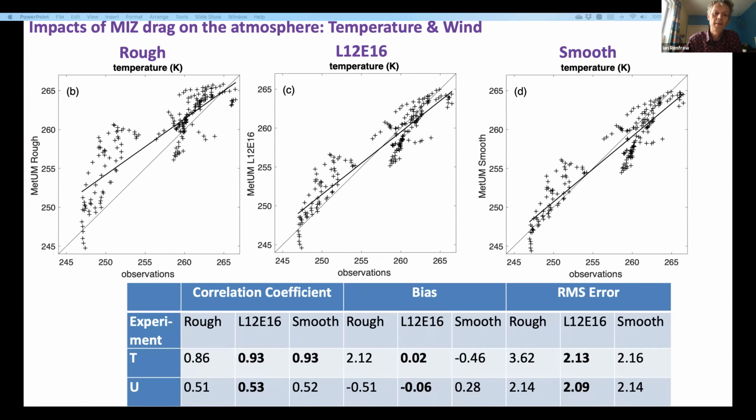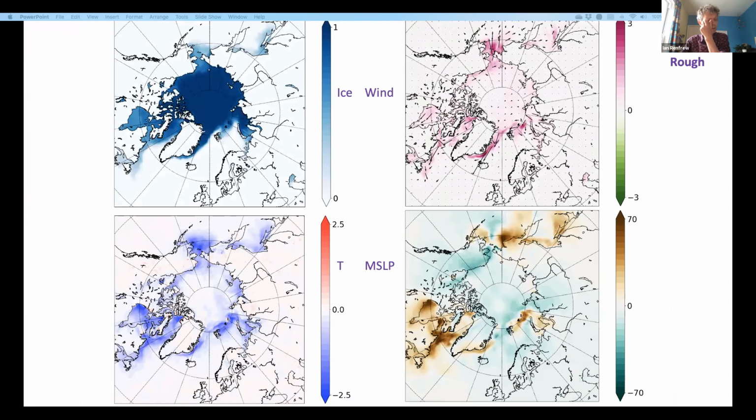That's very encouraging. And when we did our global tests, this is the sea ice here for the Northern Hemisphere. And the other 3 plots are the new scheme, the L12E16 scheme, minus the old operational drag scheme, which was this rough scheme. And you can see that the magnitude of the differences here are typically 2 to 3 meters per second in terms of near surface wind.